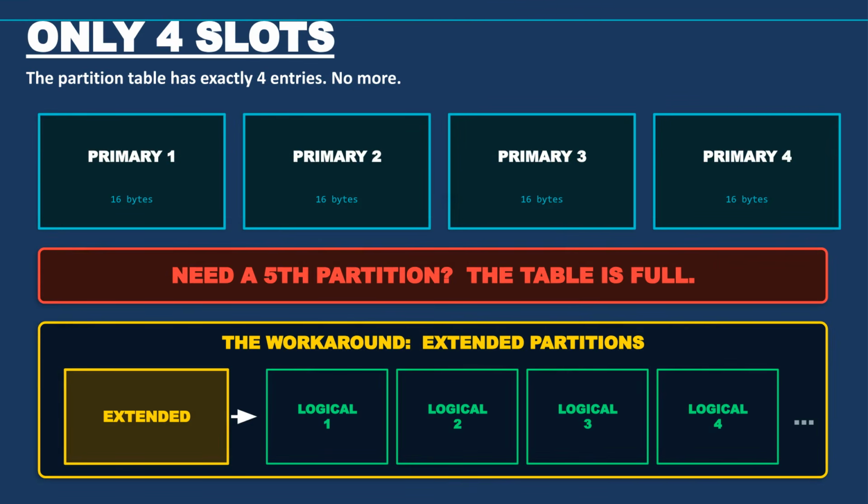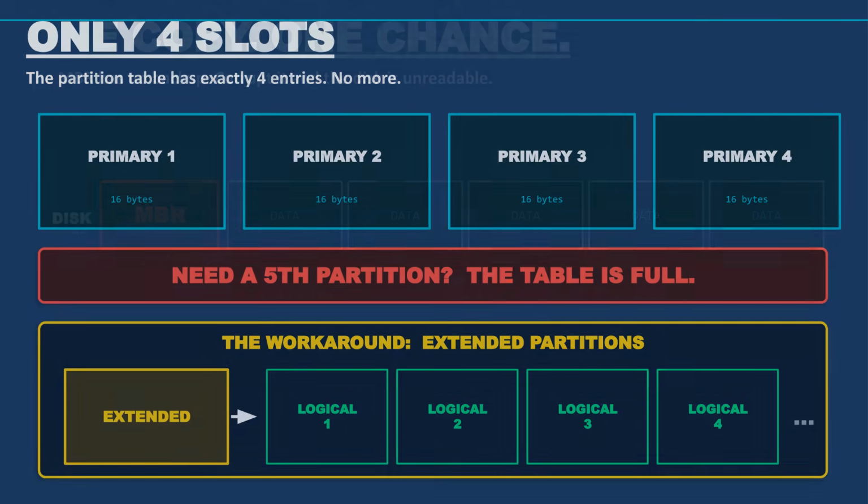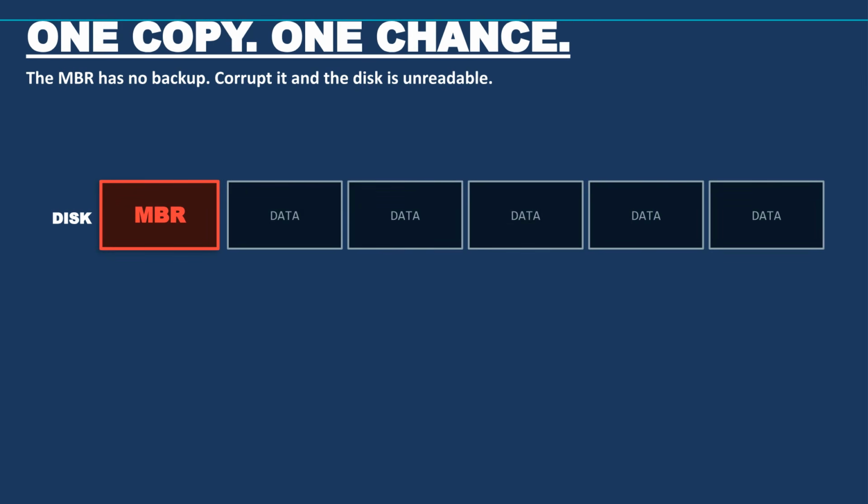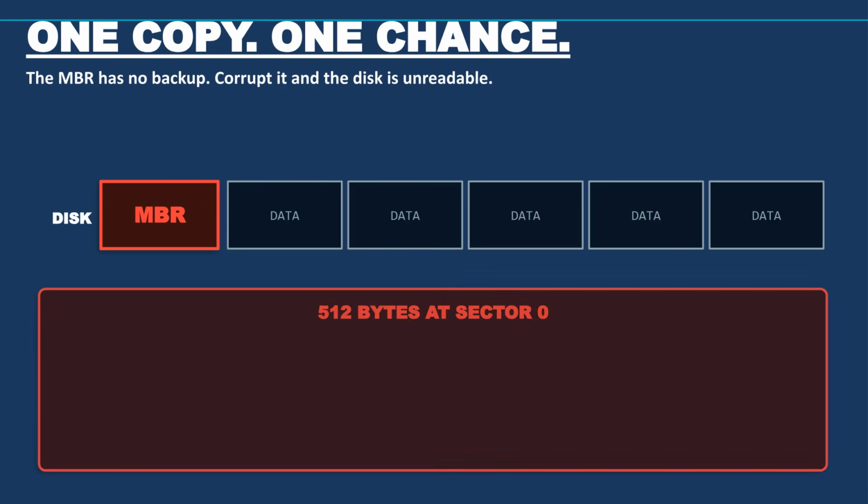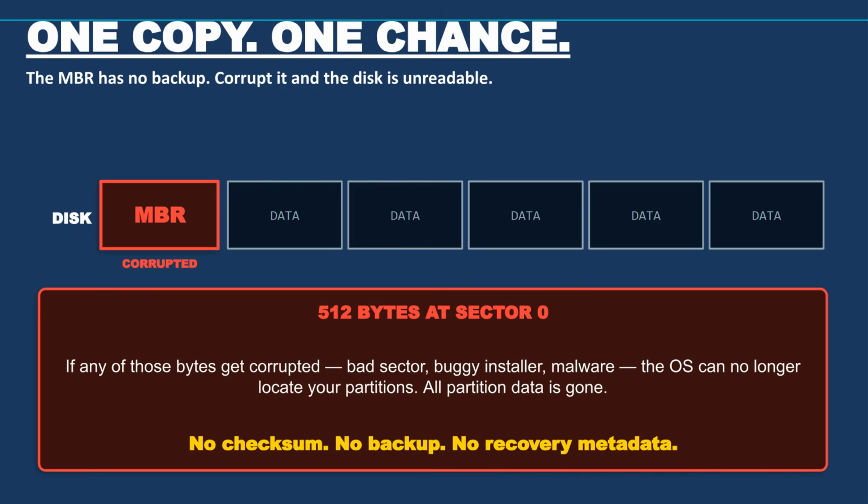The partition table has only 4 entries, limiting the number of primary partitions to 4. If a 5th partition is needed, the table is full. The workaround involves using an extended partition, which can then contain multiple logical partitions. The MBR has 1 copy and 1 chance. If any of the 512 bytes in Sector 0 are corrupted, the OS can no longer locate your partitions. There is no checksum, no backup, and no recovery metadata.